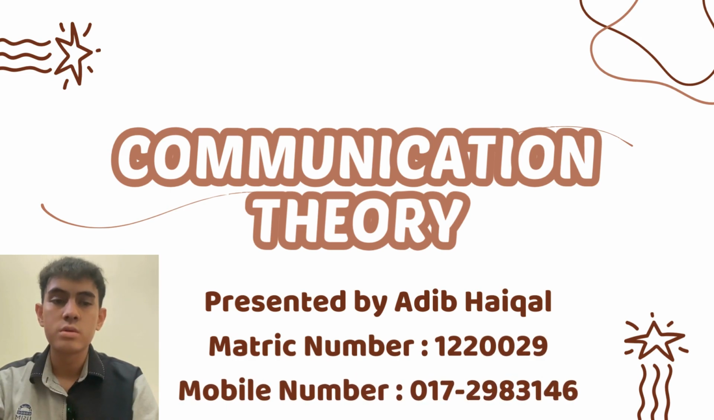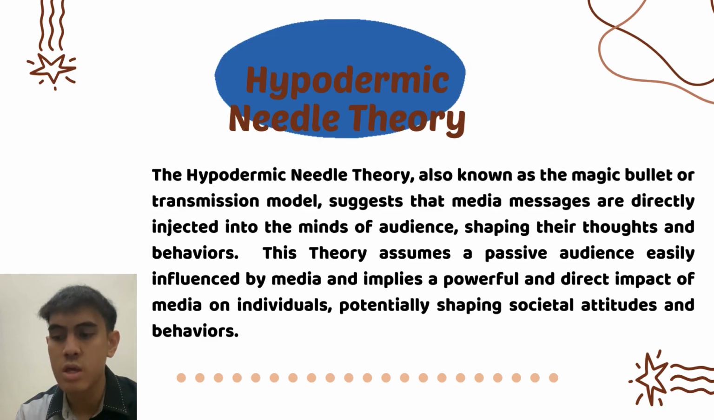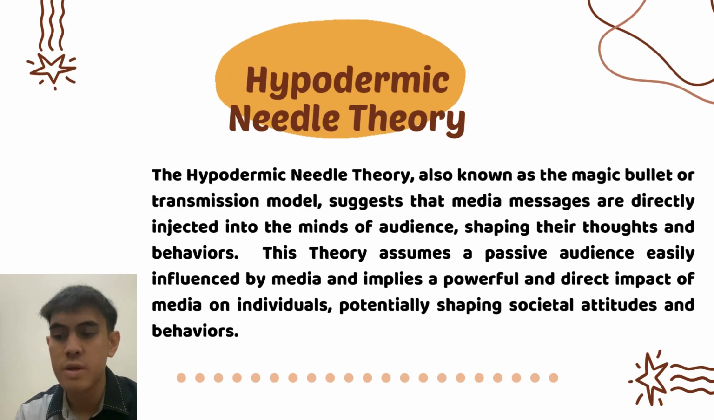Want to present about three theories: two-step flow theory, hypodermic needle theory, and selective exposure theory. First one, the hypodermic needle theory, also known as the magic bullet or transmission model, suggests that media messages are directly injected into the minds of the audience, shaping their thoughts and behavior. This theory assumes a passive audience easily influenced by media and implies a powerful and direct impact of media on individuals, potentially shaping societal attitudes and behavior.